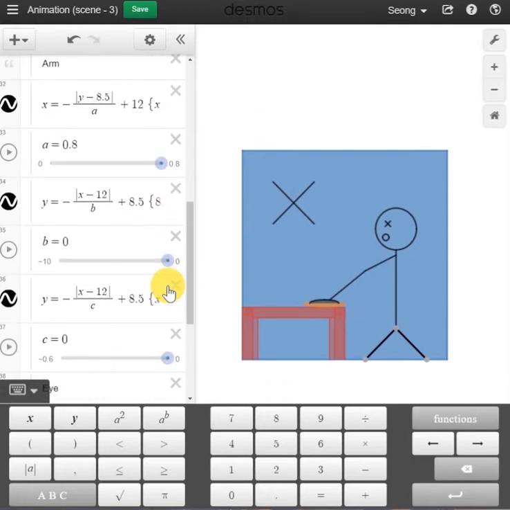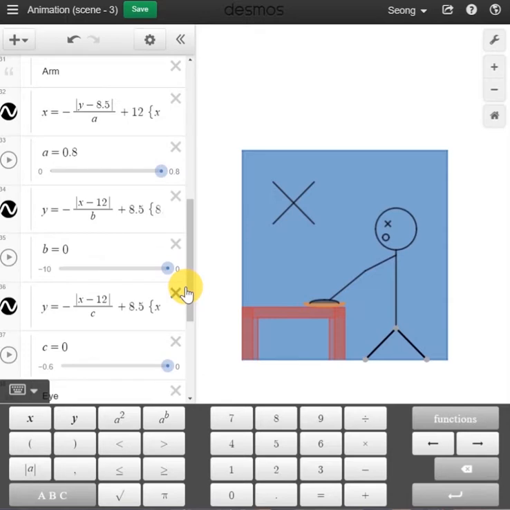Next, I put 3 different absolute value equations for the arm part of the stickman because I couldn't show the arm movement by using only one absolute value equation. I added the sliders for the 3 absolute value equations.